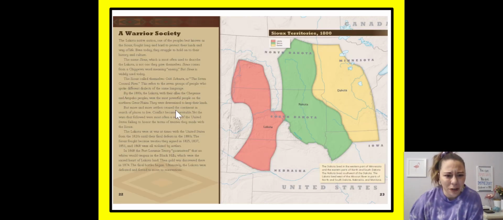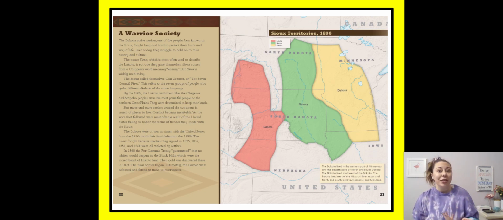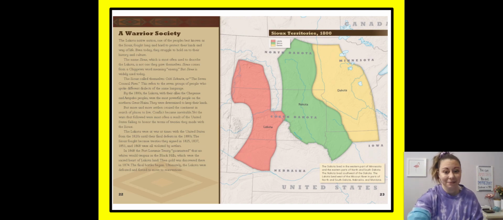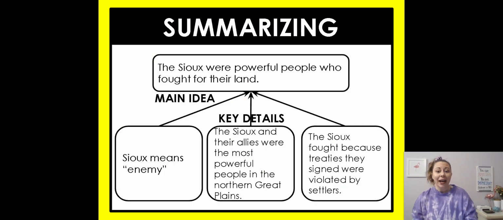So I think I'm also going to put, it said that they had to fight a lot. So it says, let's find it. Yet the wars that followed were most often a result of the United States failing to honor the terms of their treaties they made with the Sioux. And treaties are like agreements. So the United States was not holding up their end of the deal. They weren't sticking to what they said. So I also put the Sioux fought because the treaties they signed were violated by settlers. So here, now I have my main idea and 3 supporting details.